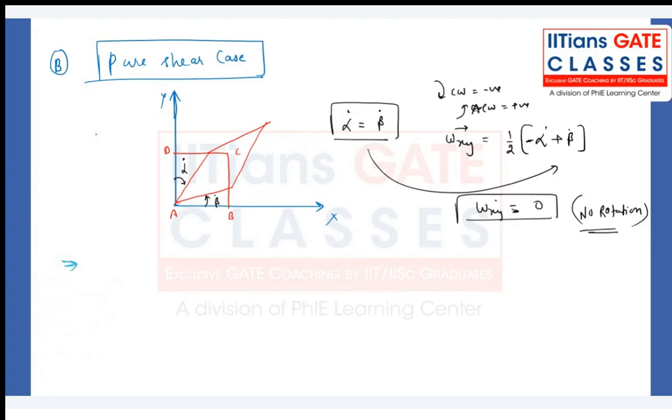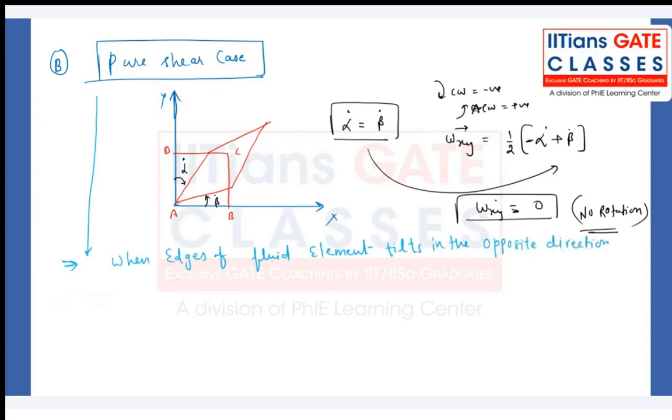So note down what is the meaning of pure shear. When the edges of the fluid element tilt in the opposite directions, but equally. That is called the pure shear case, pure shear deformation.